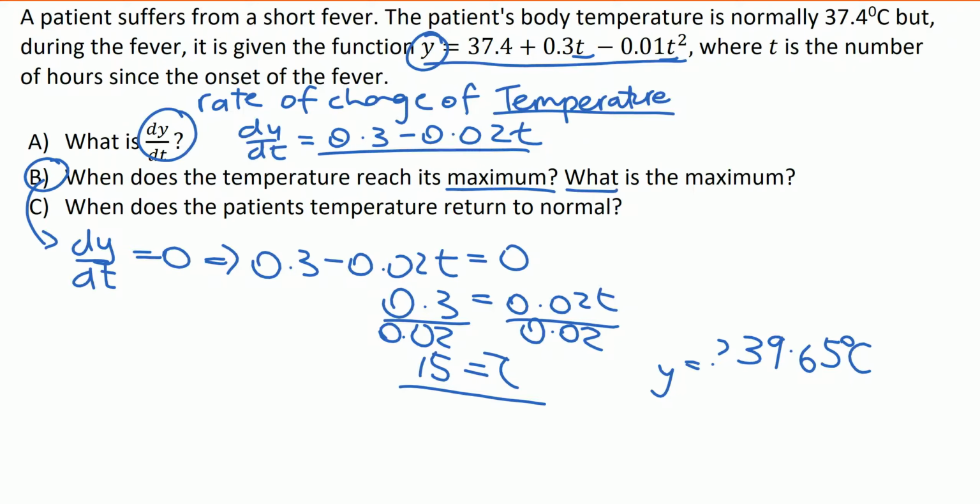So the next part, C here. When does the patient's temperature return to normal? How are you going to solve that one? How are you going to solve that? 0.3t minus 0.01t squared equals 0. Yeah, I think so. Yep.